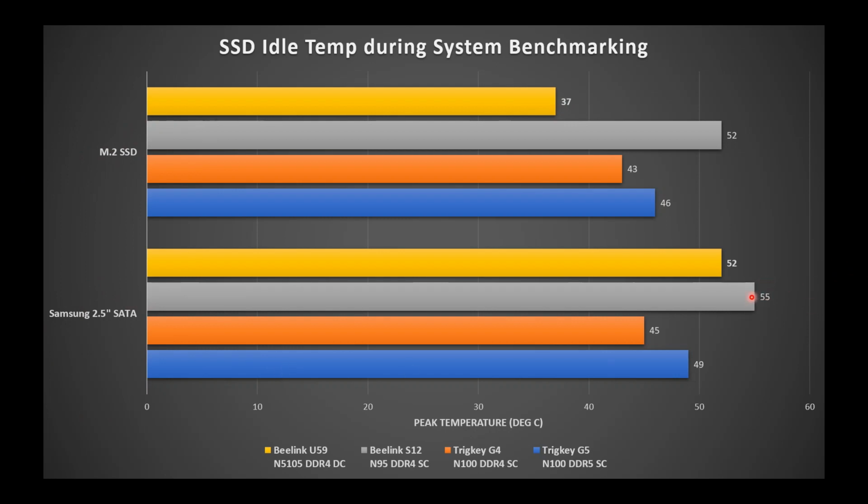And you can see that on the S12, with the SATA drive doing nothing, it just had a temperature running of about 55C versus 52C on the U59. The Trigkey, we had the 45 and 49C respectively. So definitely about 50C on average inside the device itself.